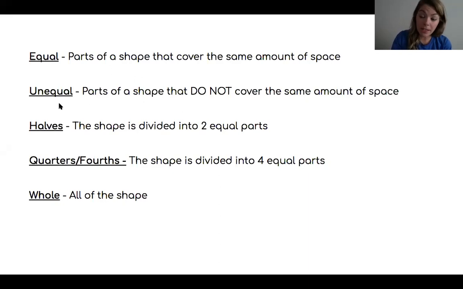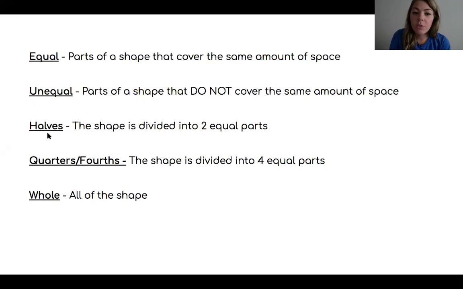So then the opposite of equal is unequal. And unequal means that the parts of the shape do not cover the same amount of space. They are not fair. That would be like if you're cutting up the pie, one person gets a really big piece and another person gets a teeny tiny little piece, and that is unequal. They are not the same amount of space that are being shared, okay?